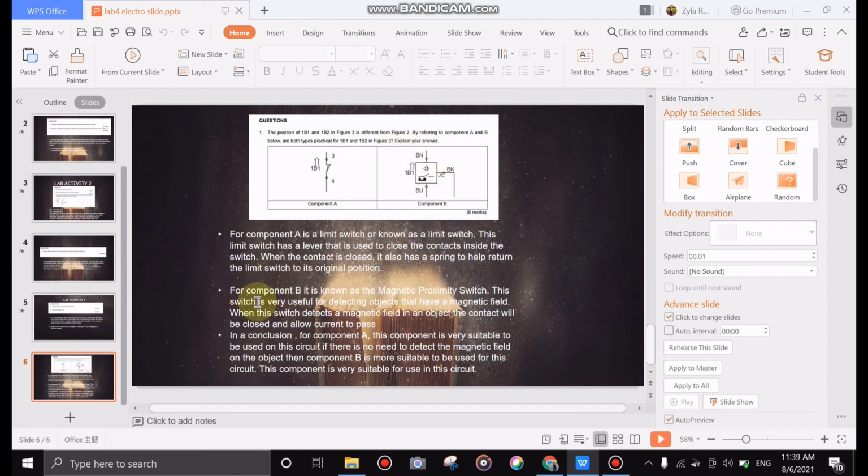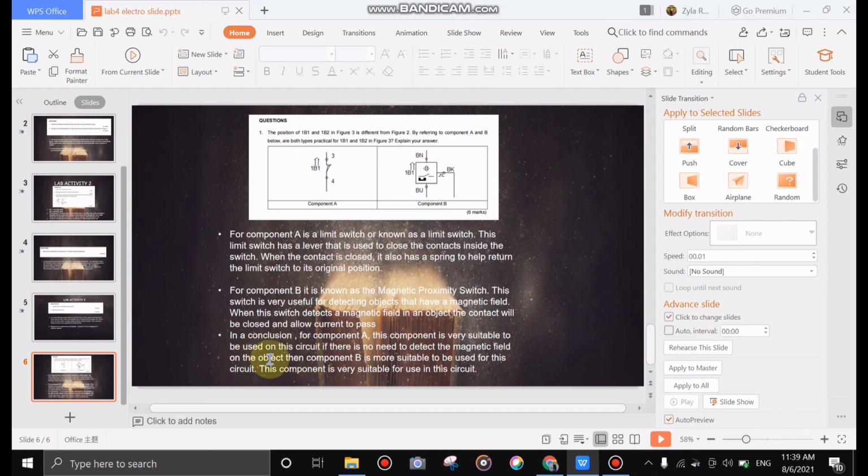And component B is a magnetic proximity switch. This switch is very useful for detecting objects that have a magnetic field. When this switch detects a magnetic field in an object, the contact will be closed and allow current to pass.